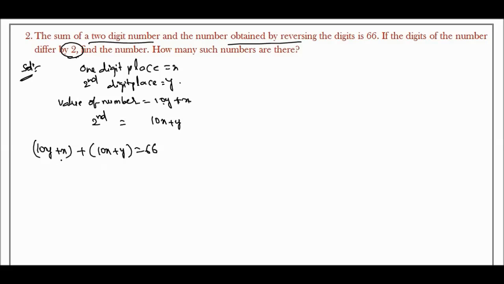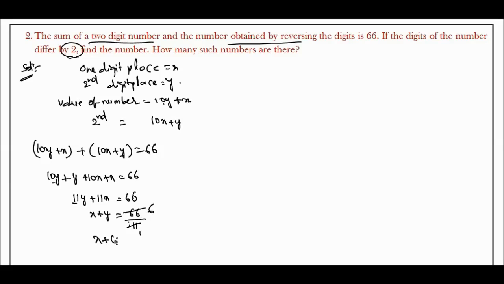We need to find x plus y here. So 10y plus y, and 10x plus x, is equal to 66. This is 11y plus 11x is equal to 66, and x plus y is equal to 66 by 11. So 11 is common from both terms and will be brought to the other side, where it becomes a division. 11 times 6 is 66.